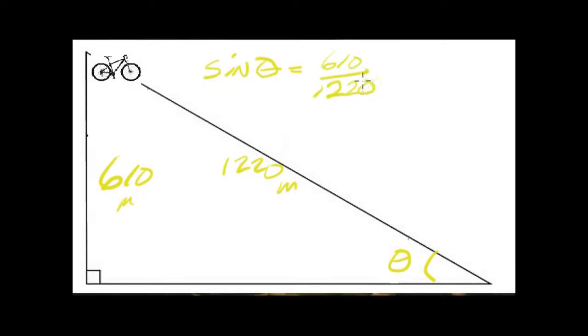Divided by 1,220. And to get theta by itself, we're going to divide through by sine. So we know theta is going to be equal to inverse sine of 610 divided by 1220, which is just a half. And if you plug inverse sine of 0.5 into your calculator, you'll find that the angle that we were trying to determine is 30 degrees. So in this part of the problem, we've just found our angle for our constant slope to be 30 degrees.